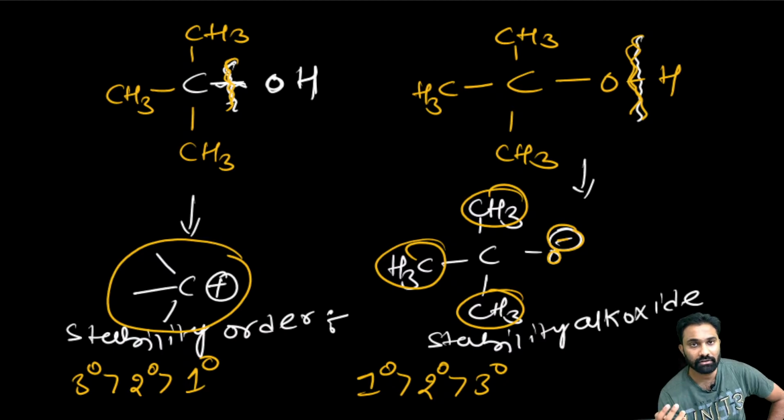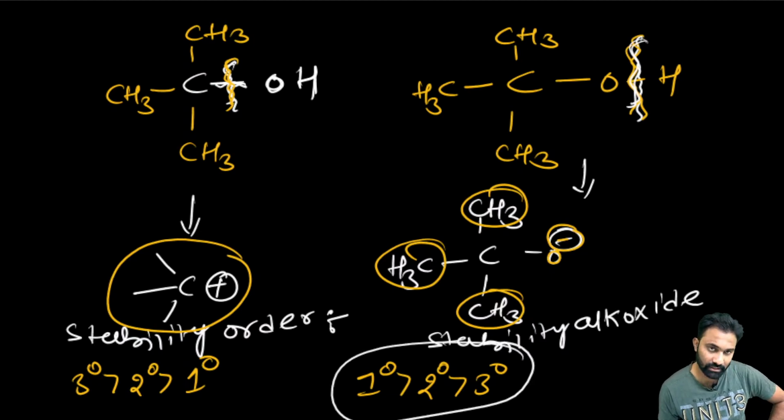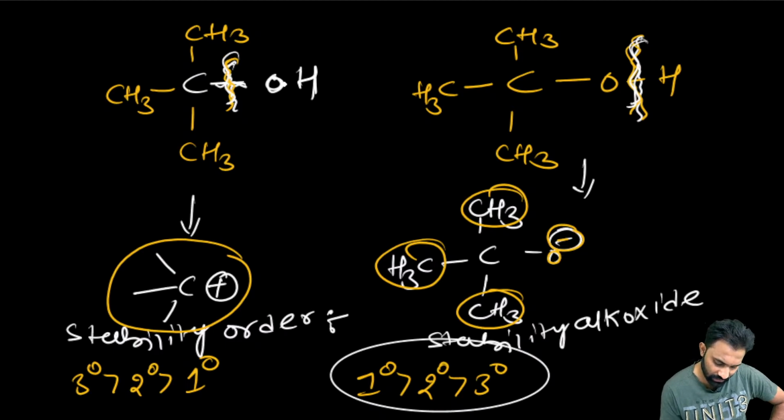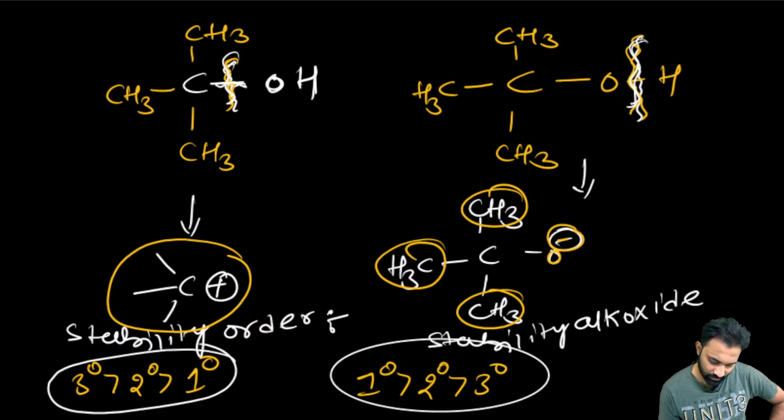Depending upon the breaking of the bond, we decide the reactivity of the alcohol. If the bond has broken between the oxygen and hydrogen, the order is 1 degree, 2 degree and 3 degree. If the bond has broken between the carbon and oxygen, the order is 3 degree, 2 degree and 1 degree. This is a very important point you have to remember.